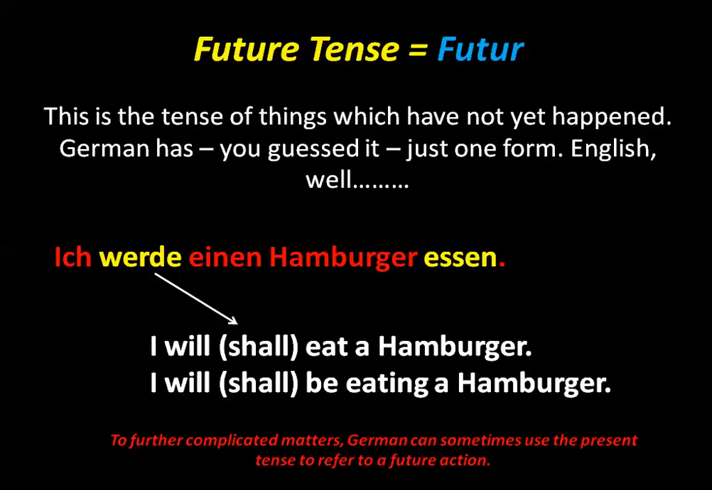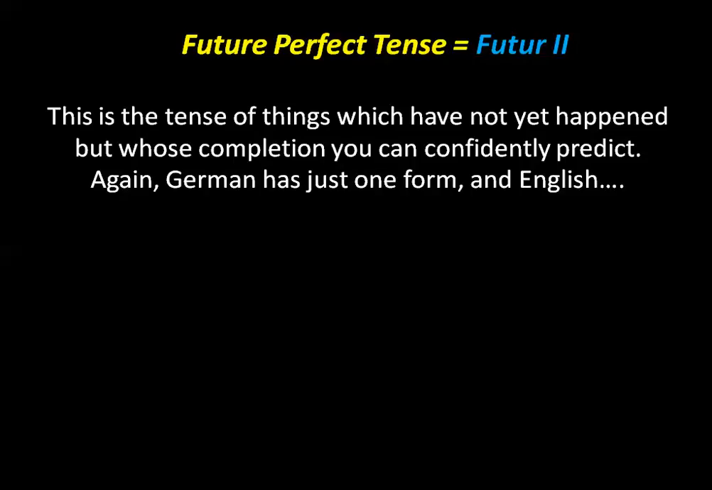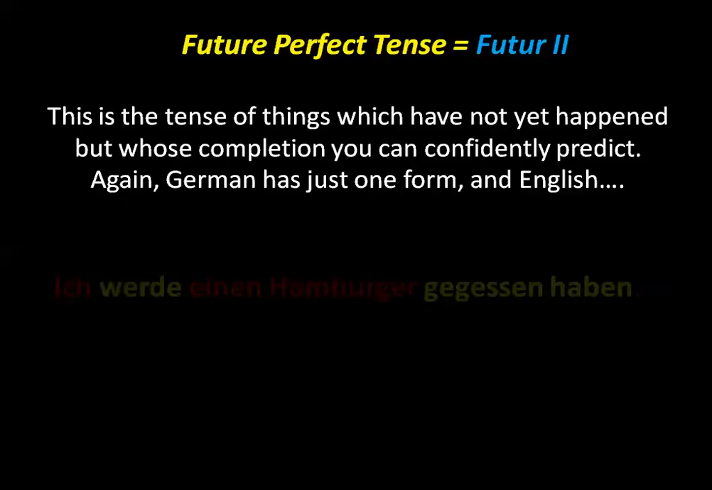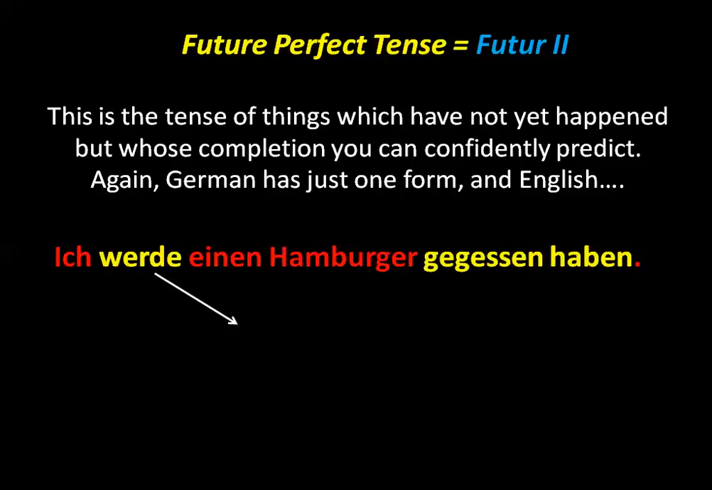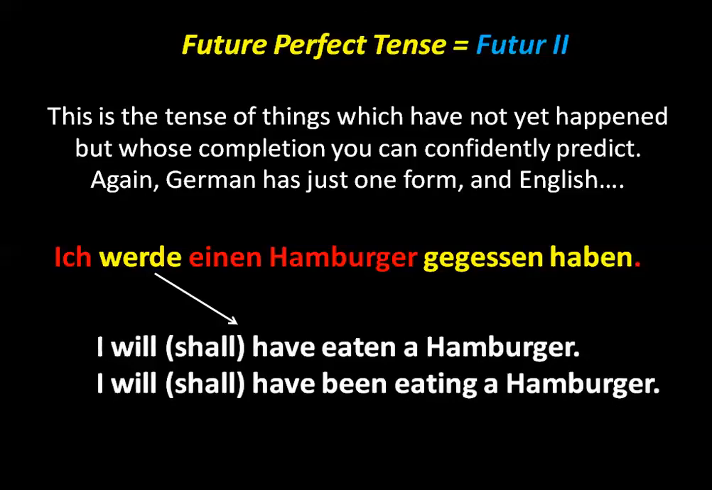It just depends. So, future perfect or Futur 2 in German. This is the tense of things which have not yet happened, but whose completion you could confidently predict. Again, German has one form. Ich werde einen Hamburger gegessen haben. And then in English, I will have eaten a hamburger, or I will have been eating a hamburger. Now, to be fair, the second one here in English is not often said, but it does exist and one could express it so.